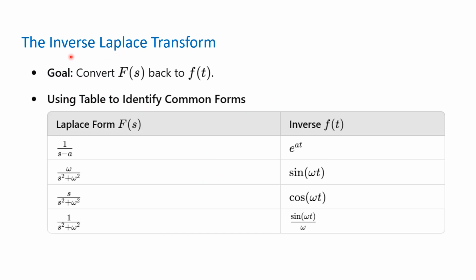So you can also go the other way. You can take what's known as the inverse Laplace transform. If you have F of s, you can convert back to the original function by again using a table. So here, the column on the left is the Laplace transform functions, and on the right is the associated function as a function of time.